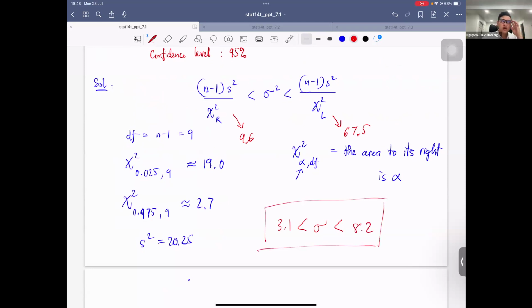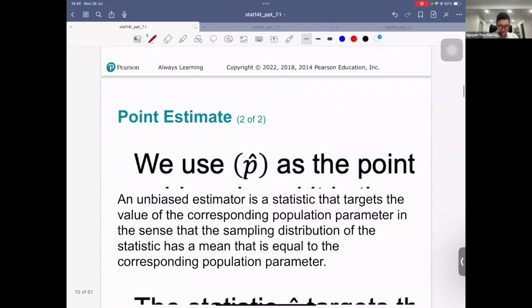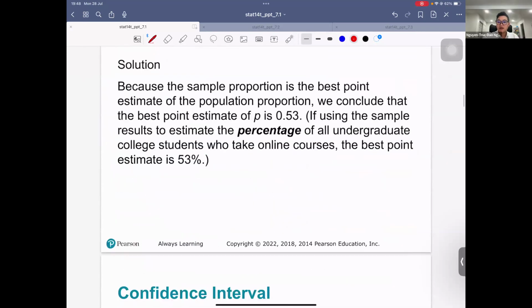This means we are 95% confident that the true standard deviation of battery lifespan is between 3.1 and 8.2 hours, right? Are we good? Yes, that's good. Wonderful. So now let me share the screen right here.